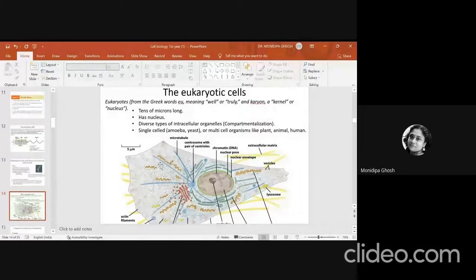There are different compartments within the cells, and single-celled or multi-celled organisms like plant, animal, or human have eukaryotic cells. Though amoeba and yeast are single celled, their cells also have a well-organized nucleus. And the multi-celled organisms like plants, animals, and humans obviously contain eukaryotic cells. Now, what are the organelles you can see?